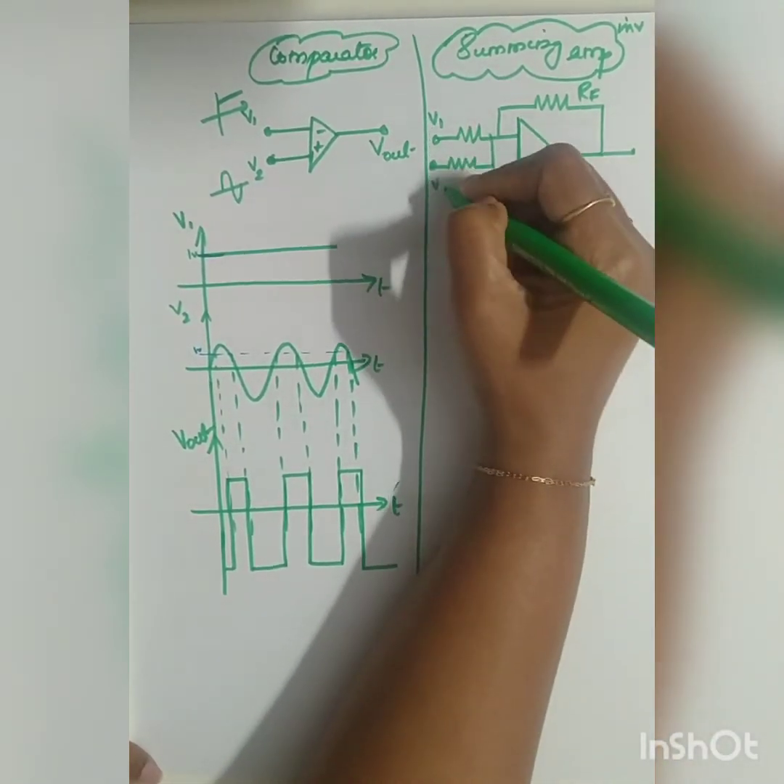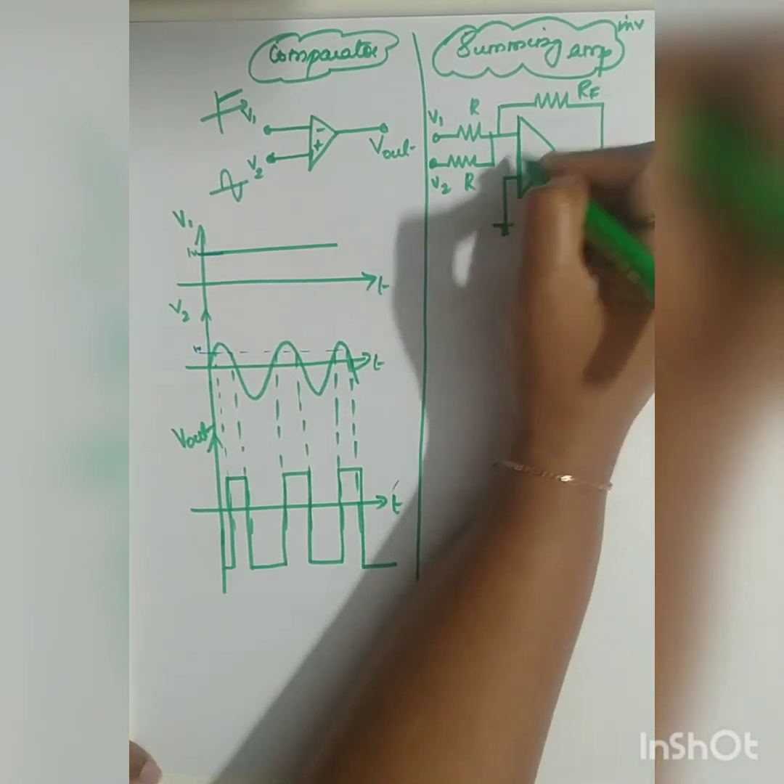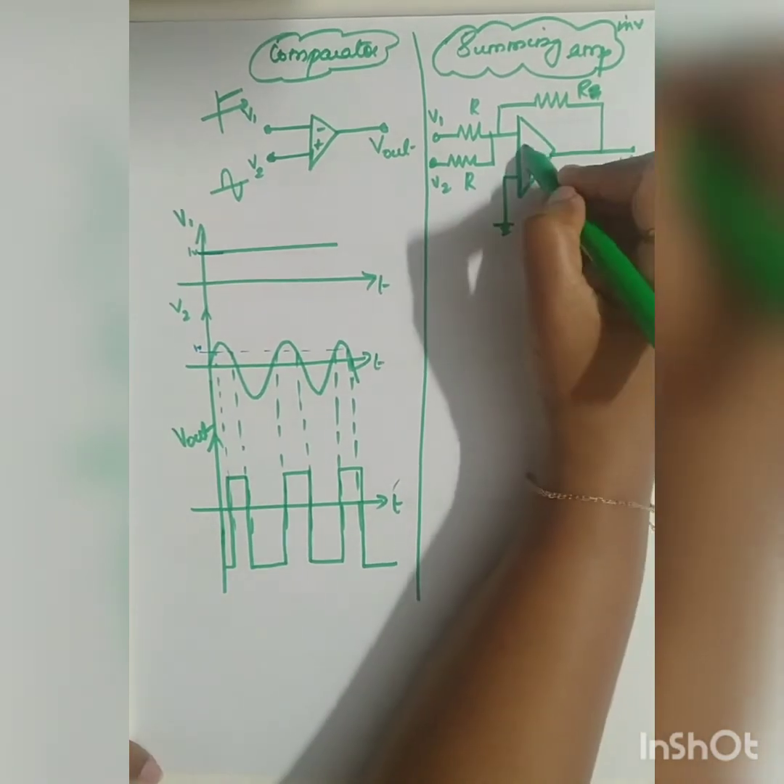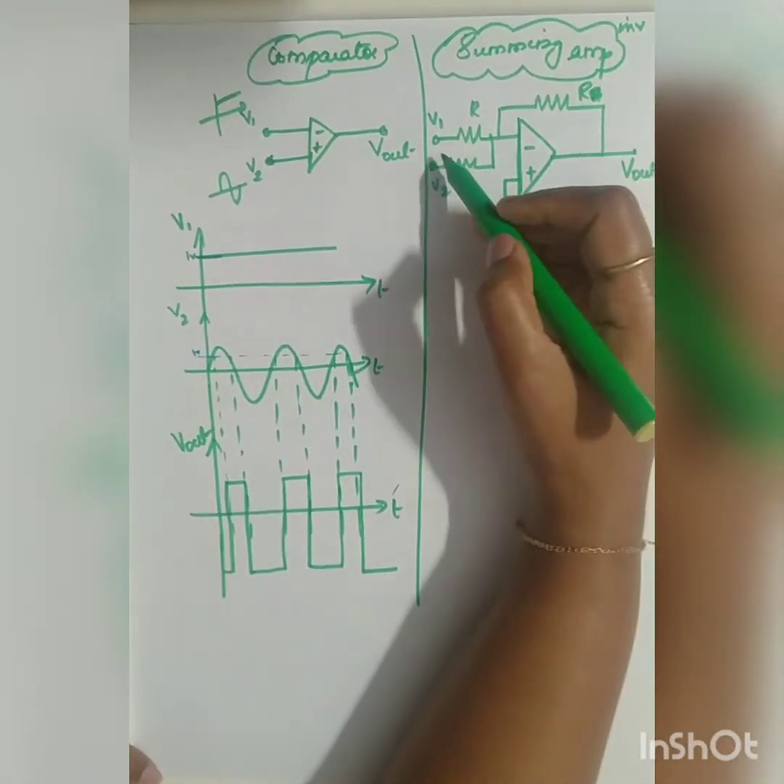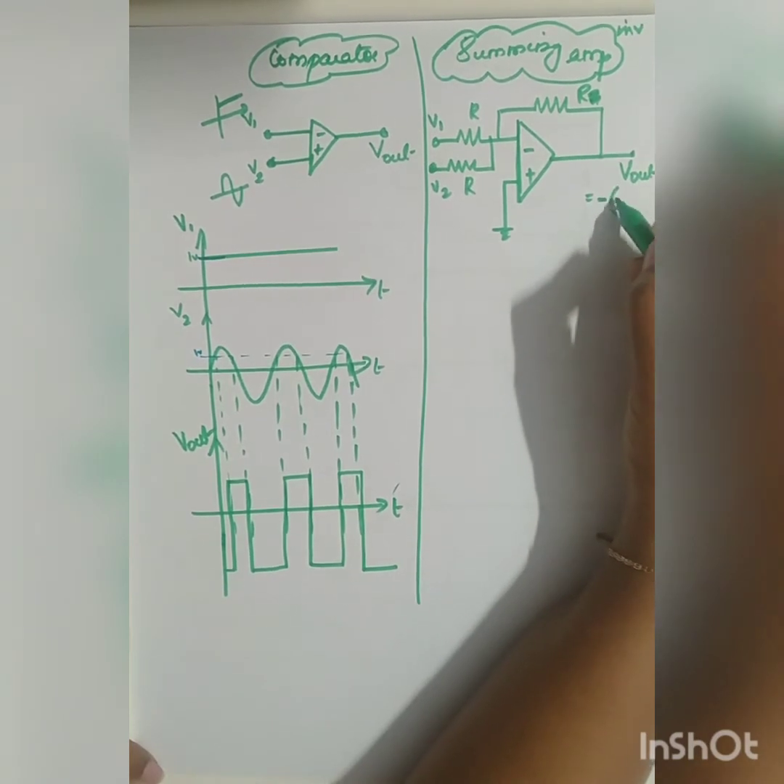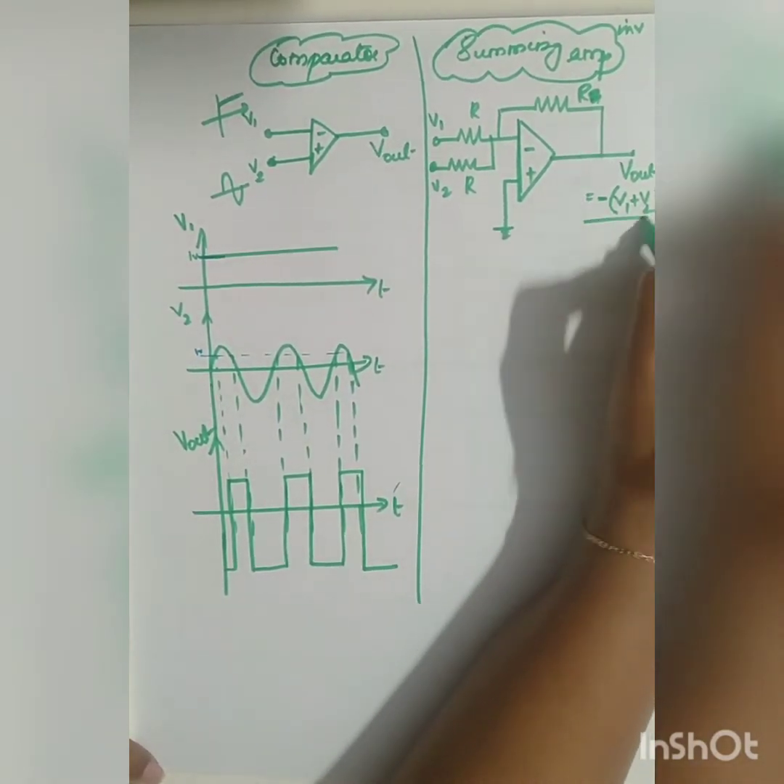So if this is V1, if this is V2, let me take it as R1, R2. In this case I am going to take all the resistors as equal. So what will be your Vout? Vout will be equal to, since the input is given across the inverting terminal, there will be a 180 degree phase shift, minus of V1 plus V2. This is going to be your output equation.